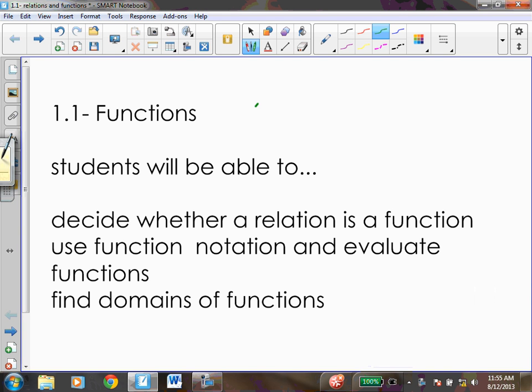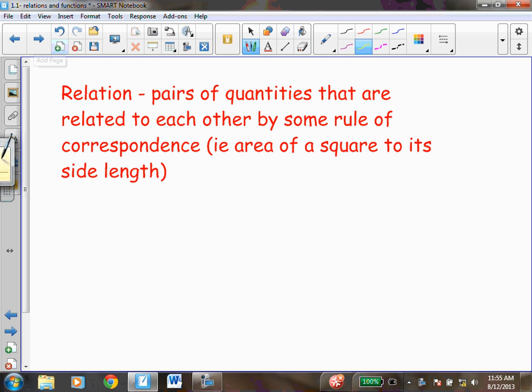Today we're going to be studying functions. We are going to be able to determine whether a relation is a function, use function notation and evaluate functions, and find the domains of functions. First, we need to know what a relation is.